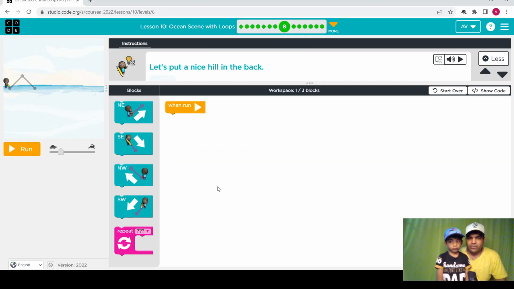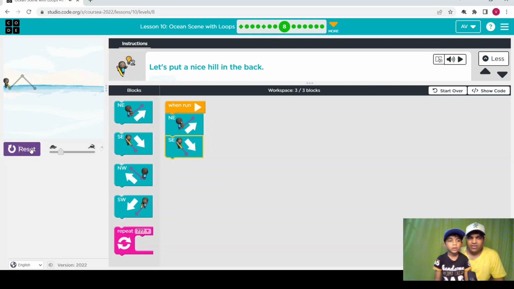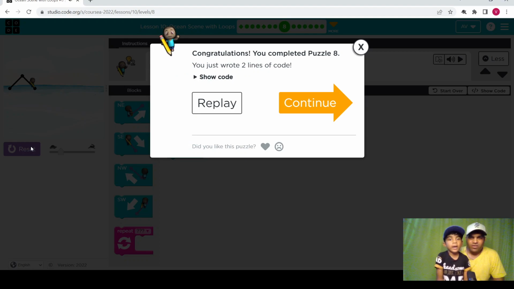So here is the next level. I think we need to draw the hill by using the blocks. Northeast, southeast. Okay. And run. Yay! The puzzle is complete. Wow, so we created the hill by using the blocks. So let's continue to the next level.